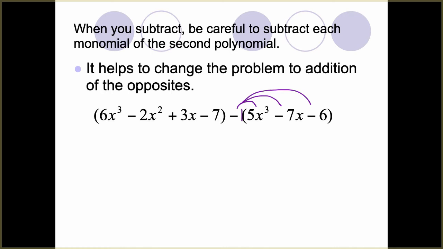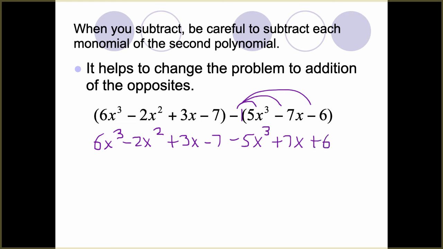When we do this, the first polynomial we just write without the parentheses. So we have 6x cubed minus 2x squared plus 3x minus 7. And then we're going to bring this negative 1 into the 5x cubed. We get negative 5x cubed. We have negative 1 times negative 7x. We get a positive 7x. Negative 1 times negative 6 is a positive 6.